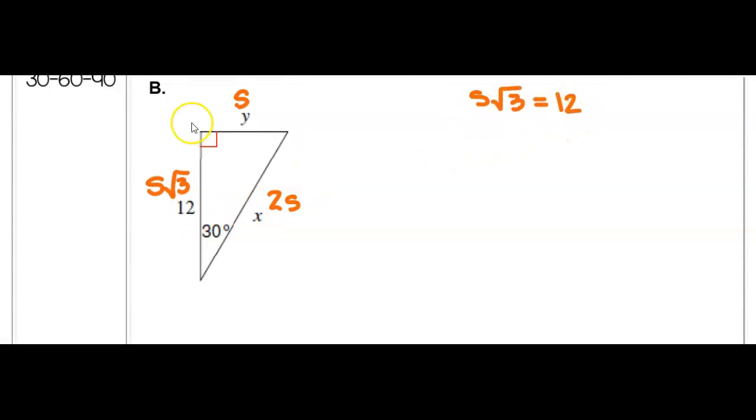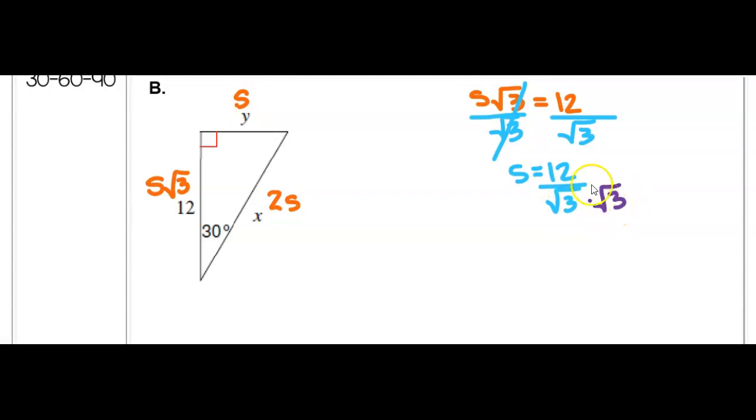In order to figure out what S is and 2S, we need to solve this for S. So we're going to divide both sides by the square root of 3. So that will cancel, and we're going to have S is equal to 12 divided by the square root of 3. Now we need to rationalize our denominator, so we're going to multiply by root 3 over root 3. So that is going to give us 12 root 3 divided by root 3 times root 3, which is root 9, which ultimately becomes 3.